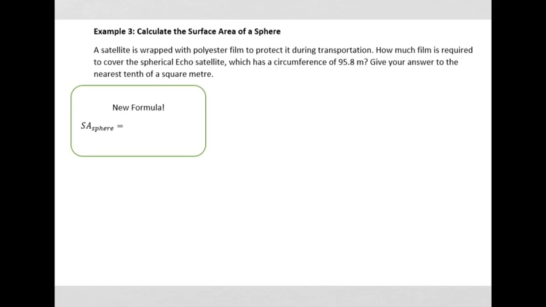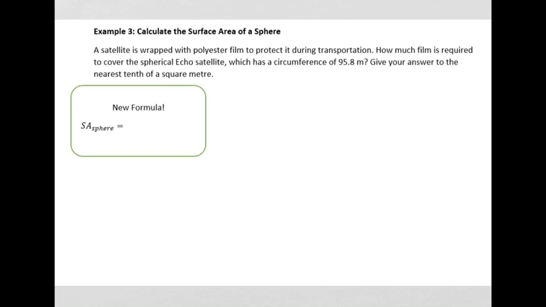A satellite is wrapped with polyester film to protect it during transportation. How much film is required to cover the spherical Echo satellite, which has a circumference of 95.8 meters? Give your answer to the nearest tenth of a square meter. I think its circumference has something to do with it. Yeah, circumference definitely has something to do with it.